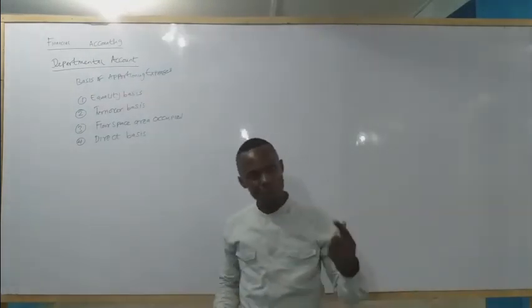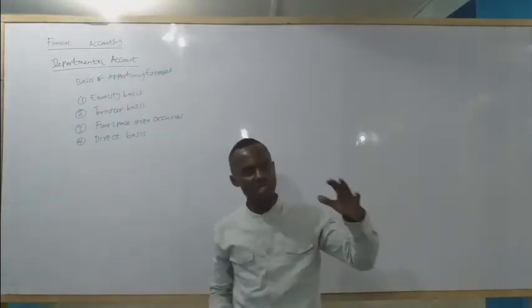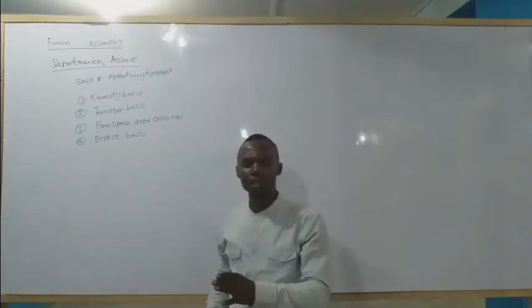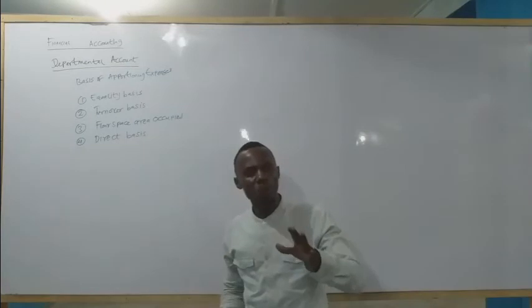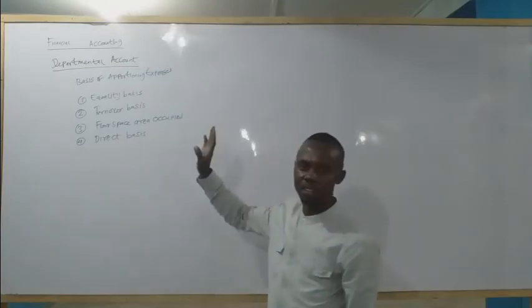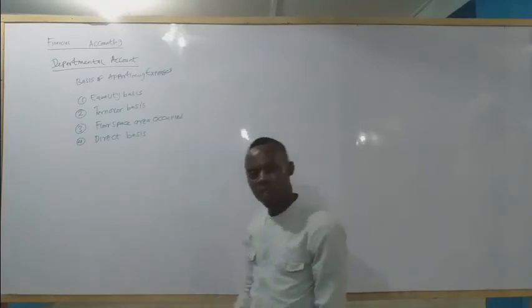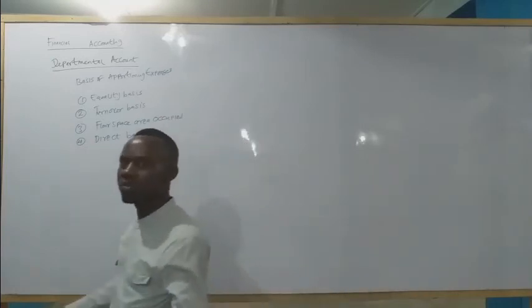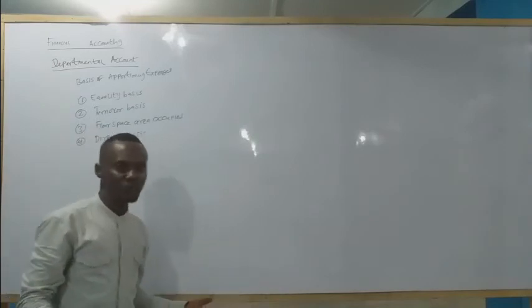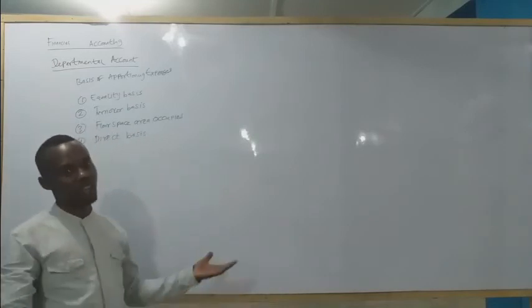So the expenses, there are some expenses that you cannot trace directly to a particular department. So such expenses will be shared on what? On floor space area occupied, or floor space area. So take for example rent.